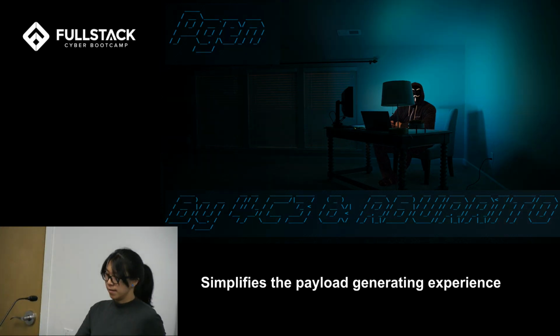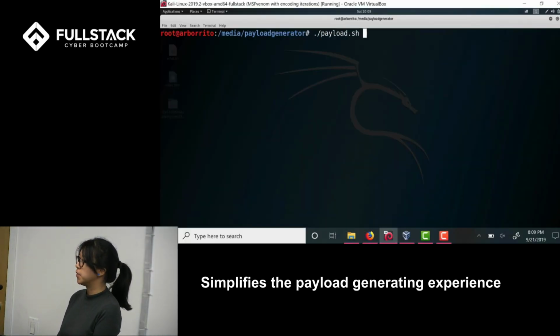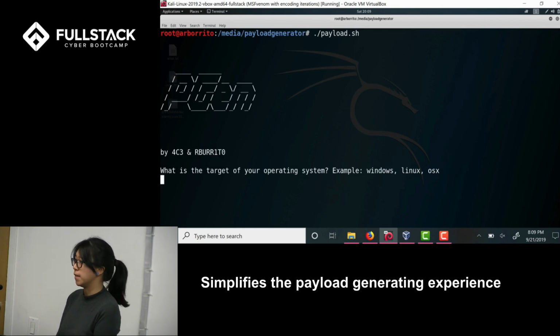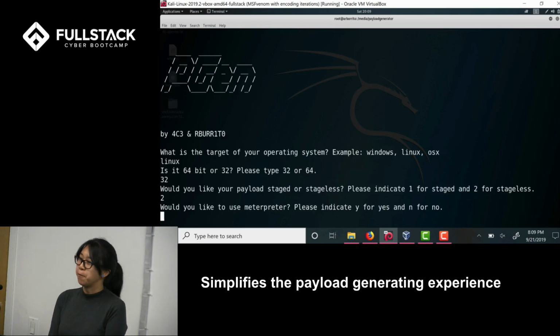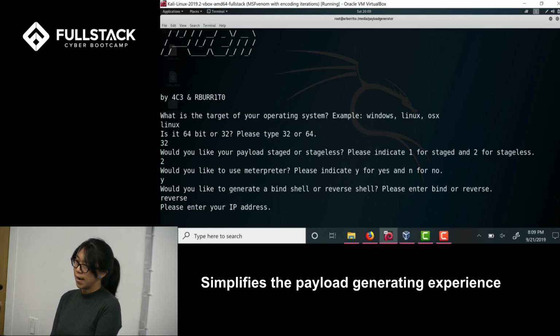Thanks, Hamid. So Willow is now going to use Pgen to generate a Linux interpreter reverse shell. The first three questions ask about the system's operating system, architecture, and whether it's staged or stageless. Next, she's going to have to decide whether to use an interpreter with a reverse or bind shell. She's going to decide to use a reverse shell because she prefers the victim to connect back to her machine. After she finishes entering reverse, she's going to have to enter her IP address.